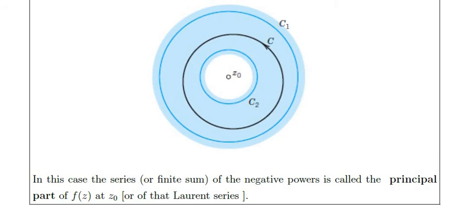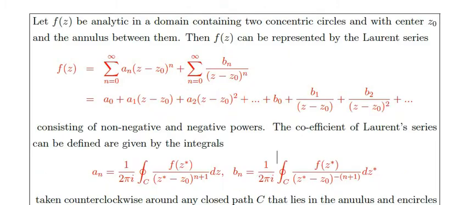Let C1 and C2 be two concentric circles with the center at z0. Let C be any closed curve between the circles C1 and C2. Also, f of z is analytic in the annular region, the blue shaded region between the two circles C1 and C2. The Laurent series is defined as follows.